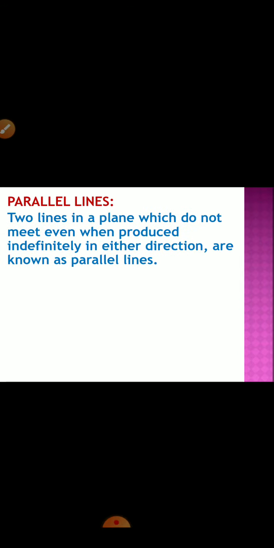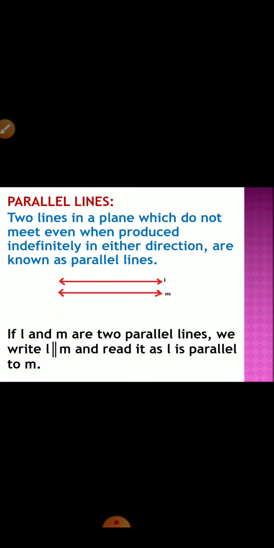Now come to the definition of parallel lines. So two lines in a plane which do not meet even when produced indefinitely in either direction are known as parallel lines. It means if you produce them indefinitely, then also they will not meet each other and the distance between both will always remain the same. So we can say these two lines are parallel.